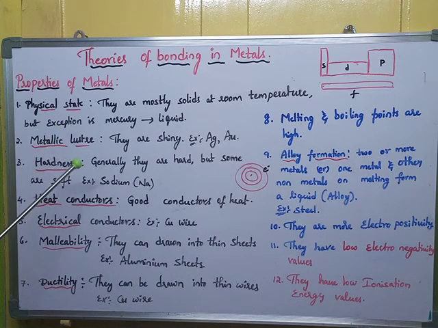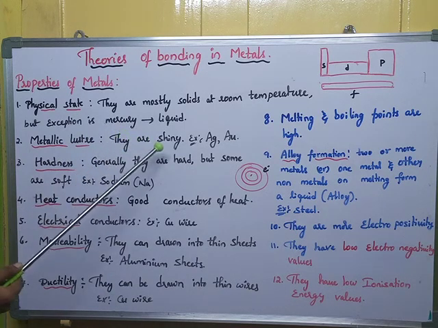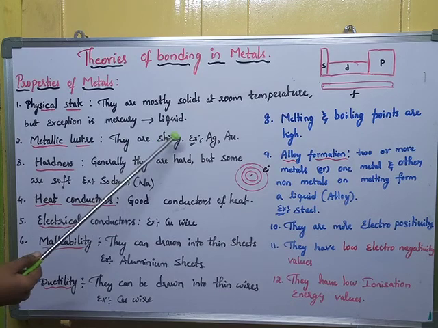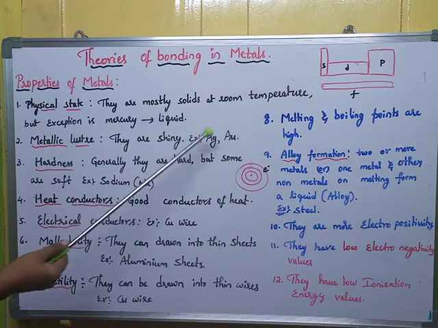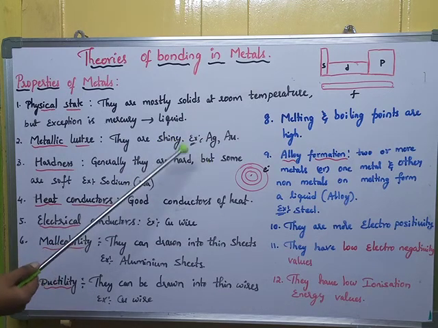Next, the second property is metallic luster. Luster or lustrous property is the same. What is meant by metallic luster? There are some metals which exhibit a shiny property. Their appearance will be shiny in nature. You can give the best examples like silver and gold. Their surface is shiny in nature.